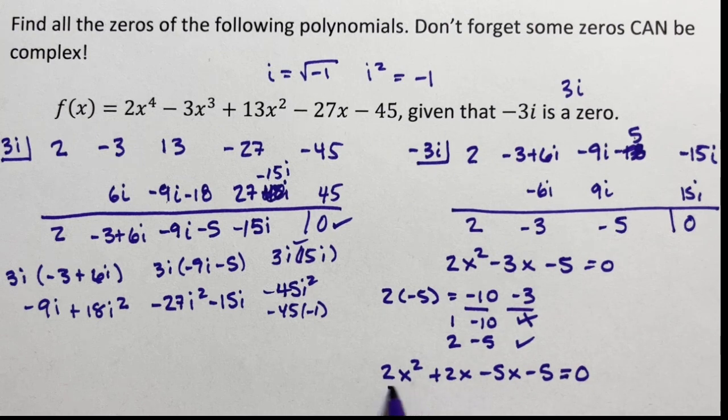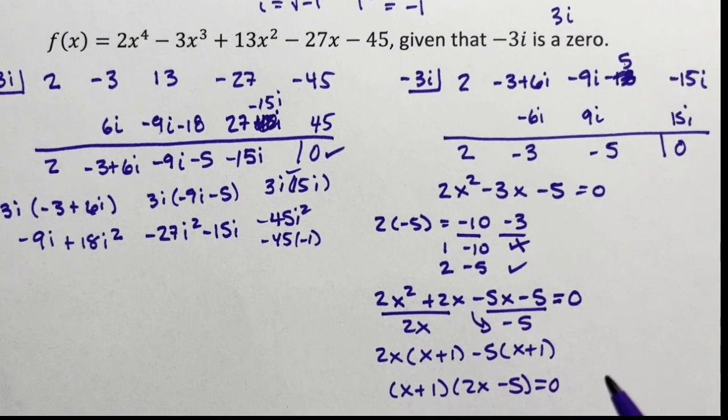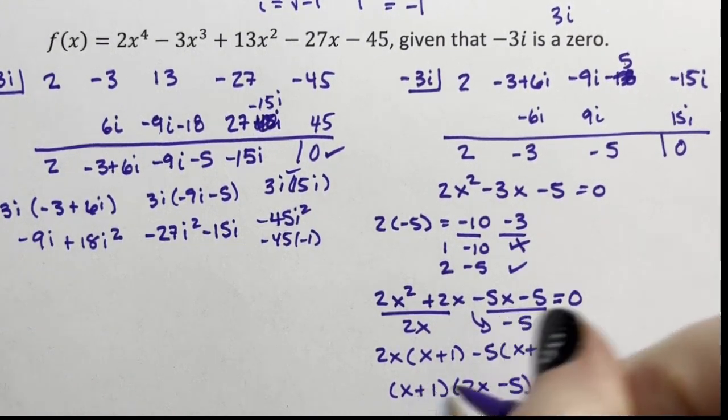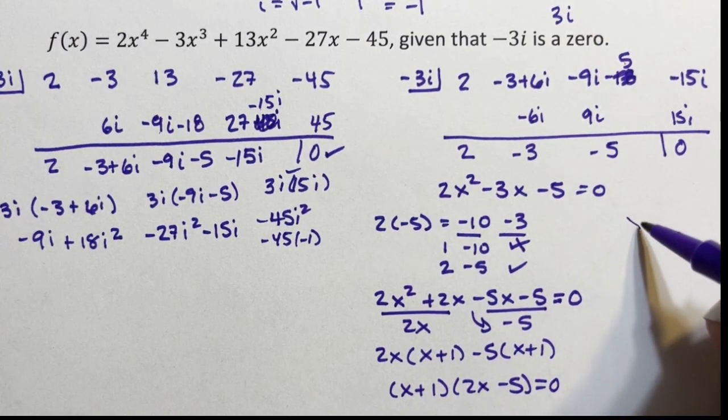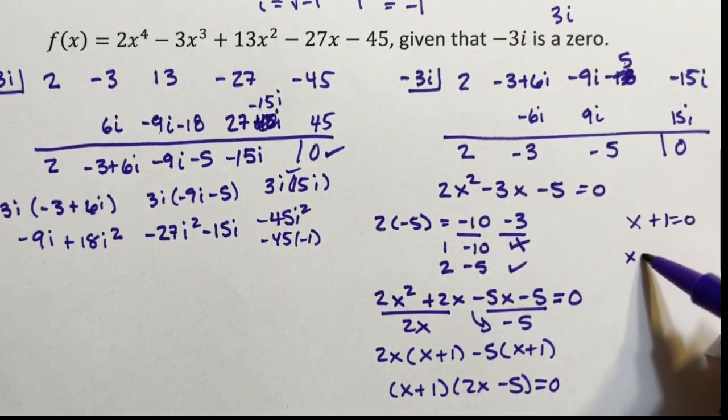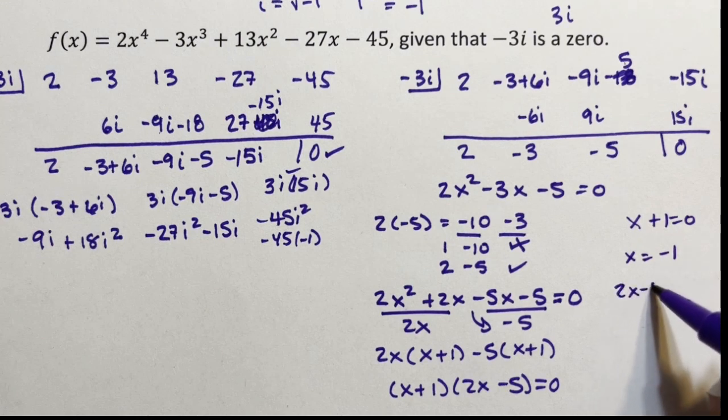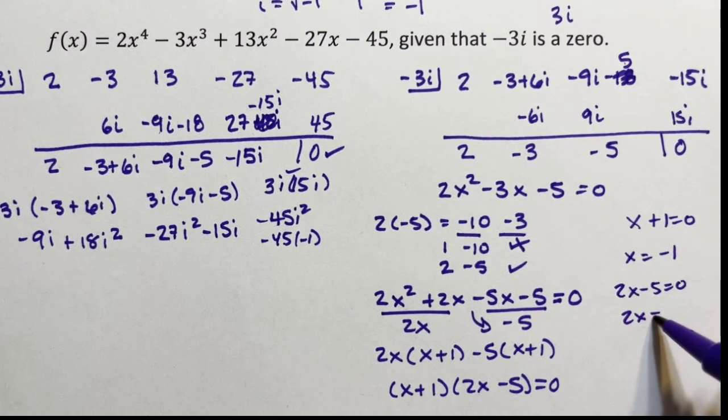I'm going to pull a 2x out of the first two and a minus 5 out of the second. I have 2x times x plus 1, minus 5 times x plus 1. x plus 1 times 2x minus 5 equals 0. The thing is, when two numbers multiply to 0, one of them has to be 0. So either x plus 1 is 0 when x is a negative 1, or 2x minus 5 is 0 when 2x is 5, or x is 5 halves.